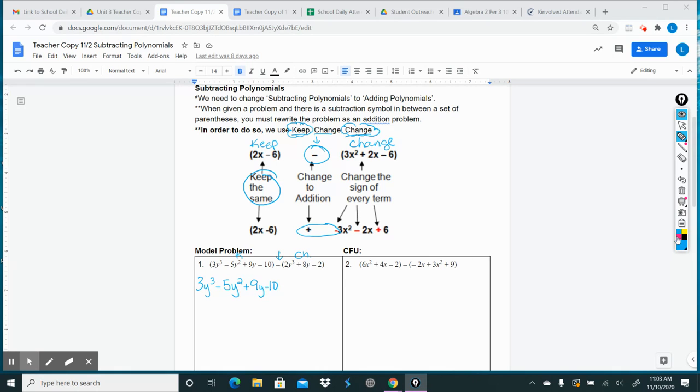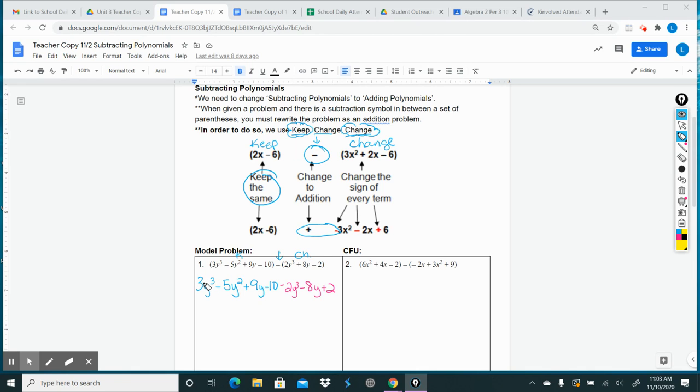Then we're going to change all of the signs of the second polynomial to their opposite. What was positive 2y to the third becomes negative 2y to the third. What was positive 8y becomes negative 8y. And what was negative 2 becomes positive 2. Okay, now I'm going to highlight because we need to then combine like terms. So we are going to highlight all the like terms.